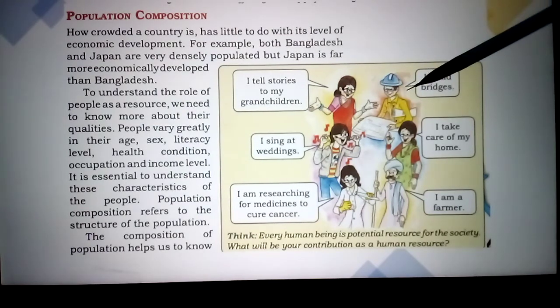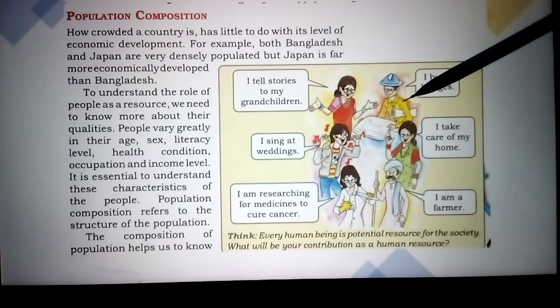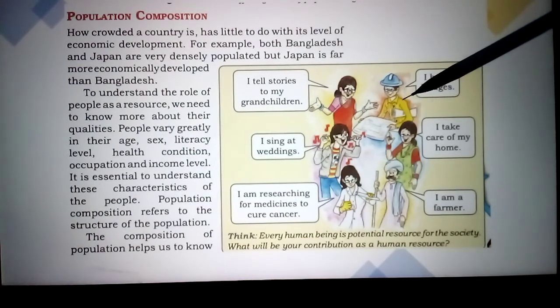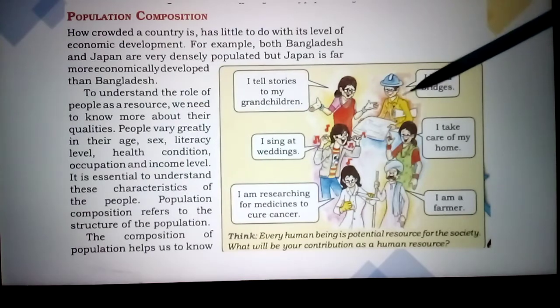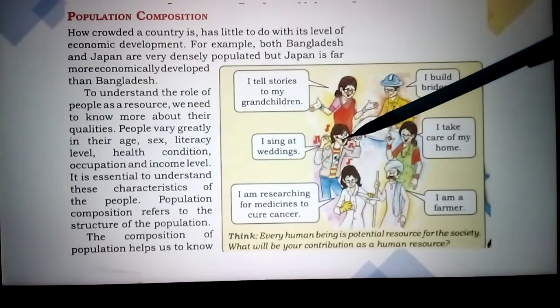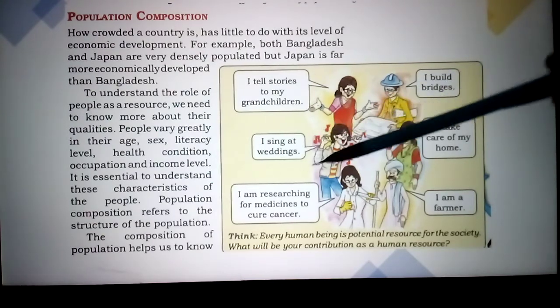Next, here is an engineer. He is also a potential resource, and he is also helping the country. I build bridges. He will plan, as an architect, the planning of the bridges. Next one, a singer. She is entertaining. I sing at wedding parties.